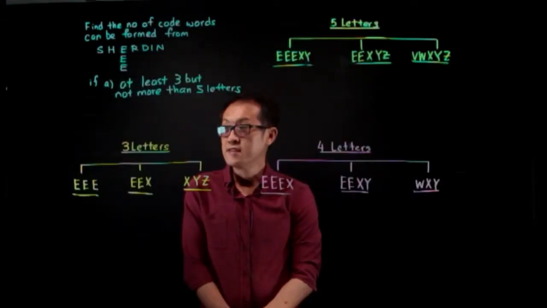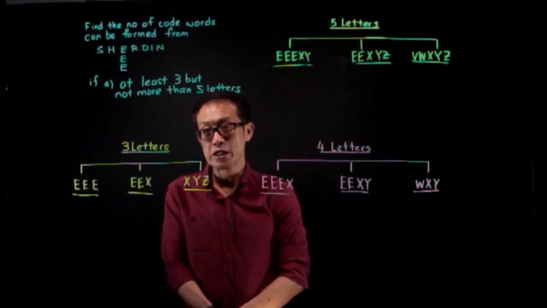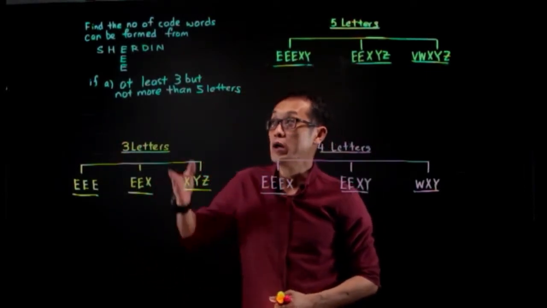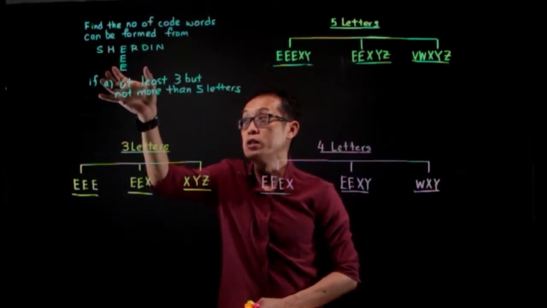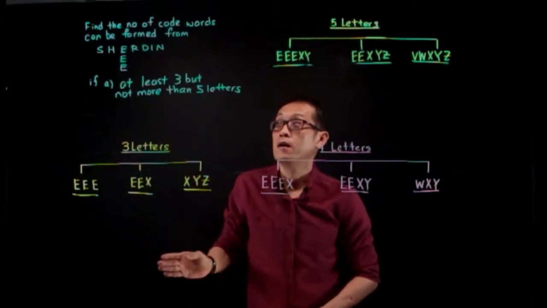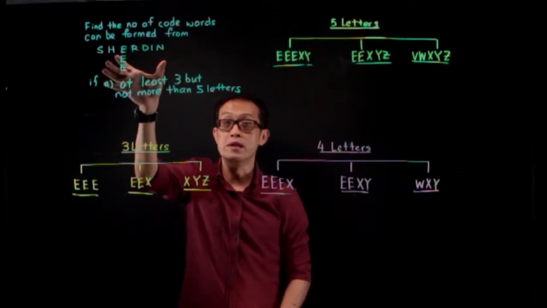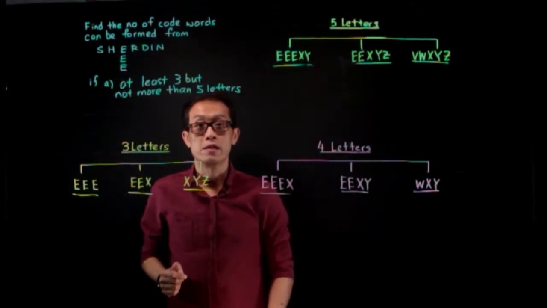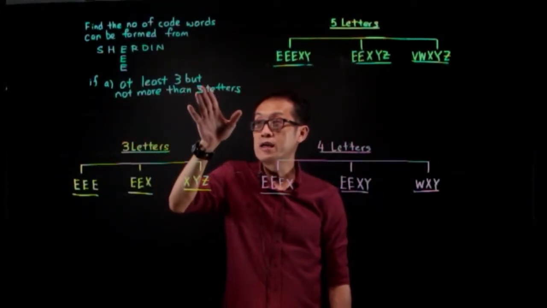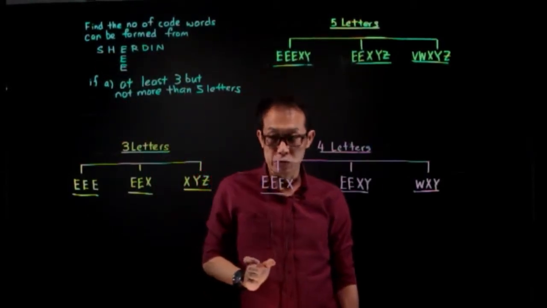Good morning. We have come to question 2 of permutation and combination. Now in this question, you are given a word, Sheridan. I have broken it down for you in this form because it's easier to manipulate and easier to see. Now you are supposed to find the number of code words that can be formed from this word for part 1, if at least 3 of these letters, but not more than 5 letters are being used.